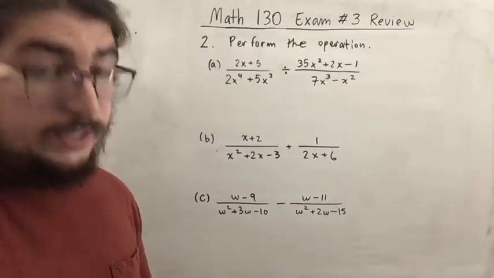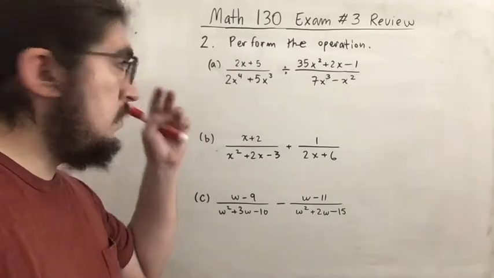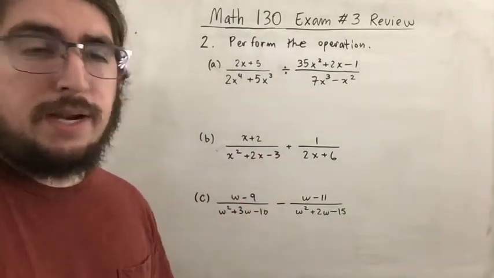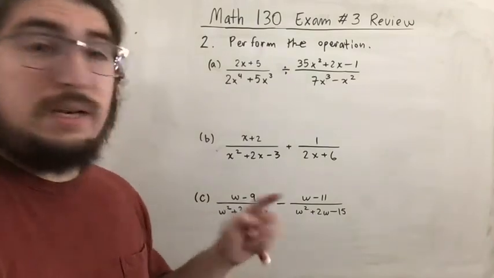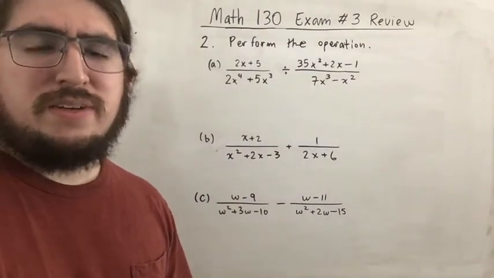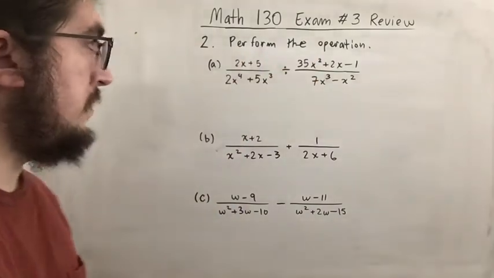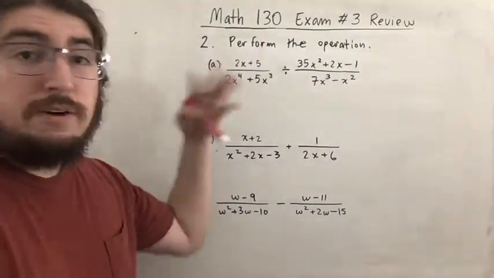Okay, so now for number 2, we're asked to perform the indicated operation, which of course we have division, addition, and then subtraction of these rational expressions. Now, one thing that's not here is multiplication, but notice division is kind of the same as multiplication. If you flip the second one, then it becomes multiplication. That's what we're going to do, but I also want to factor as we go along.